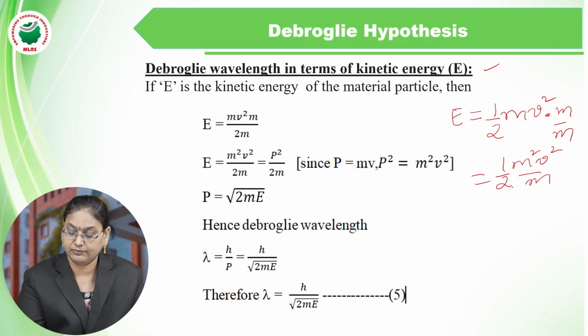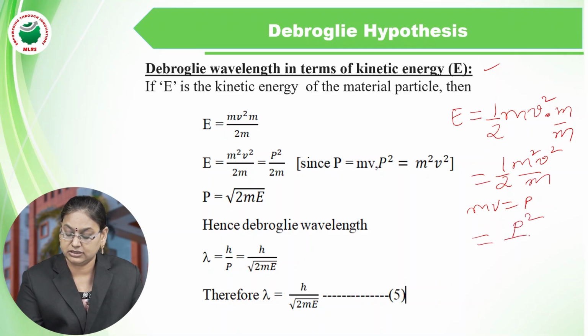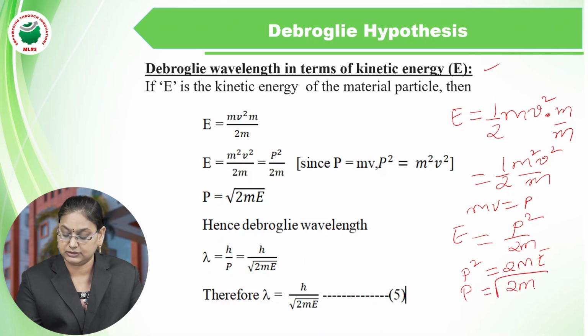We know that mv is equal to momentum p. m square v square will be p square. So this equation becomes p square by 2m. E is equal to p square by 2m. So what is the value of p square from this equation? p square will become 2mE. So from this, p will be equal to under root of 2mE.